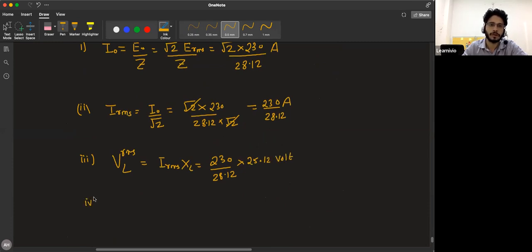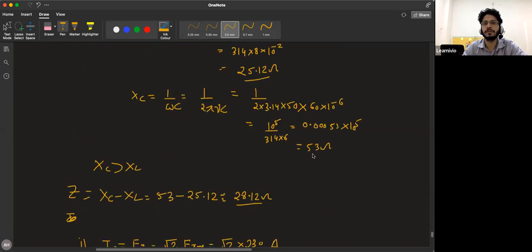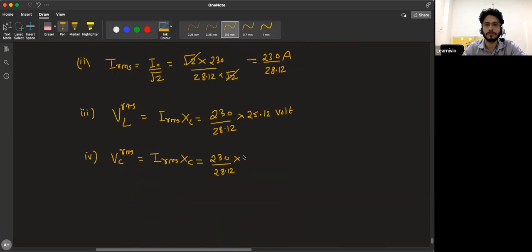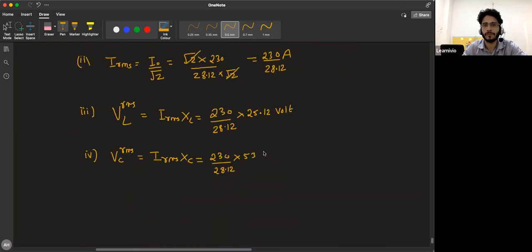Fourth part, we can calculate V_C RMS. How much is V_C RMS? It's I_RMS multiplied by X_C. So I_RMS is 230 divided by 28.12, multiplied by X_C. X_C is 53.